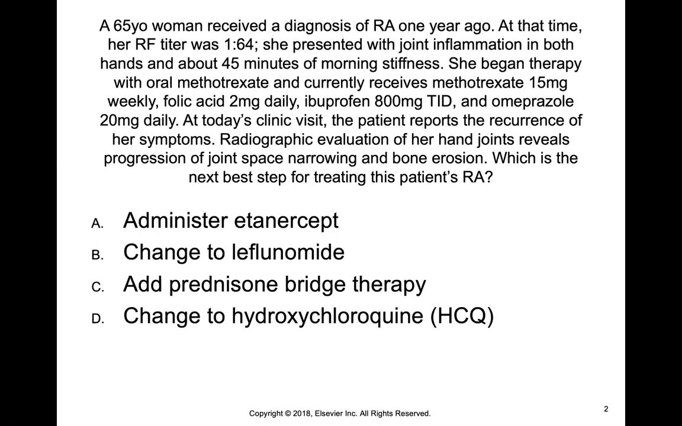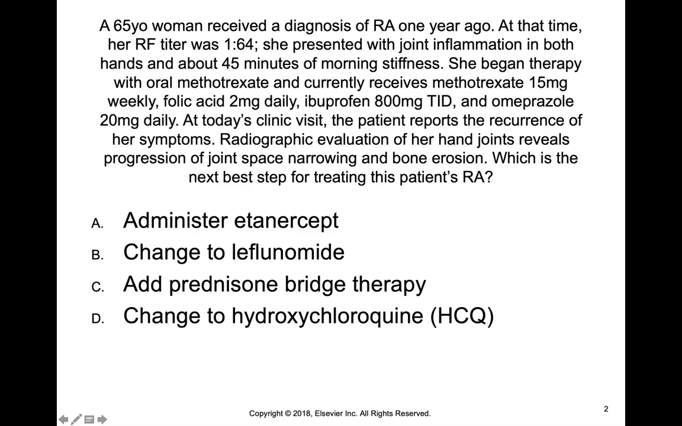Okay, tonight I'm going to go over rheumatoid arthritis, gout, and calcium homeostasis. First question is, a 65-year-old woman receives a diagnosis of rheumatoid arthritis 1 year ago. At that time, her rheumatoid factor titer was 164.